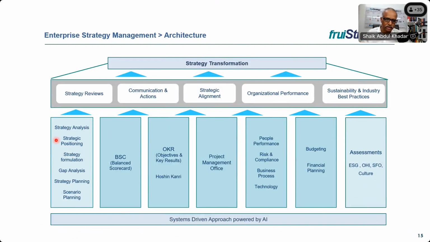Then we have a strategy analysis module to do all the strategy work. We eventually end up with strategy formulation also. Then balanced scorecard, and we added OKR as part of the module as a standalone, even though we don't push for that, because OKR is good as long as you know what your strategy is. So OKR cannot be used as a standalone. Then you have a project management office, people performance, risk and business processes, budgeting and financial planning, assessments.